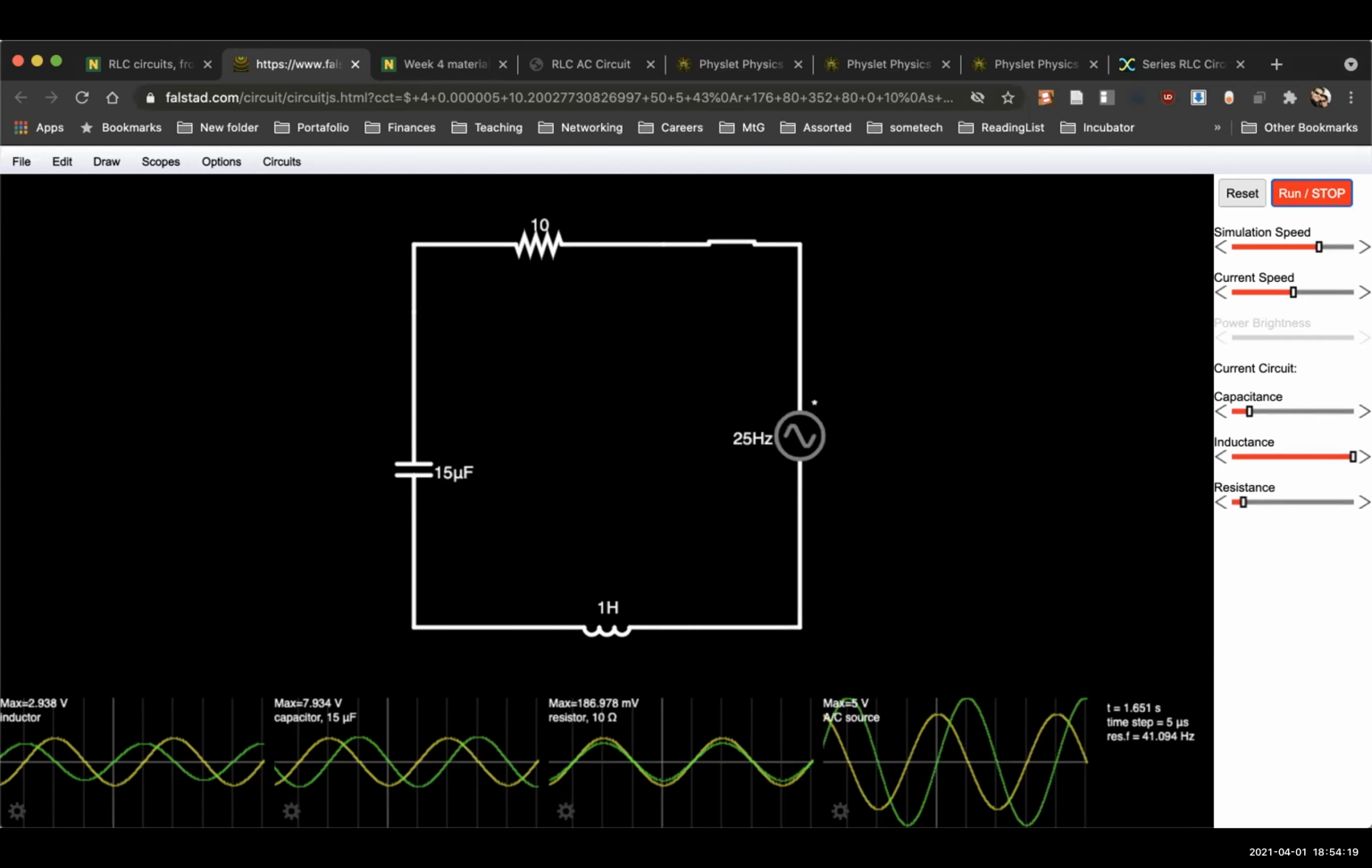But how are these graphs sensible? How can we make sense of these graphs? That's our goal today. How does the fact that there is an alternating source affect the results that we obtain from our differential equation?